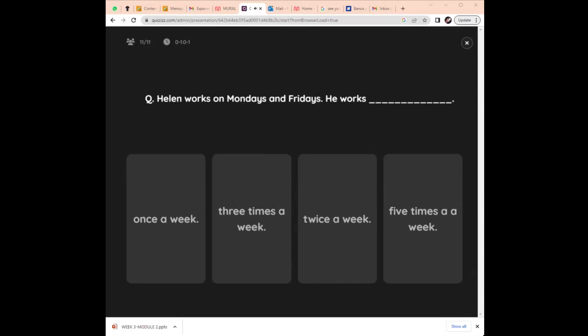You're right, Pablo. Tienes razón, Pablo. Aquí hubo un error. Es "she works", right? Yes. Cuando se modificó la pregunta, sí, no sé. Tienes razón. Sí. Helen works on Mondays and Fridays.